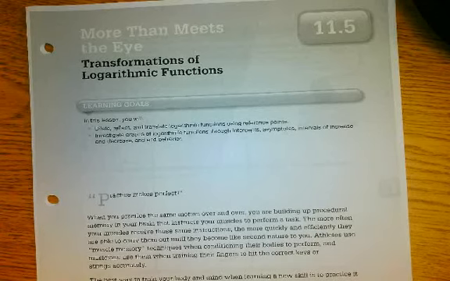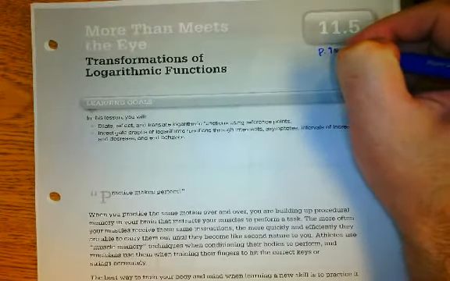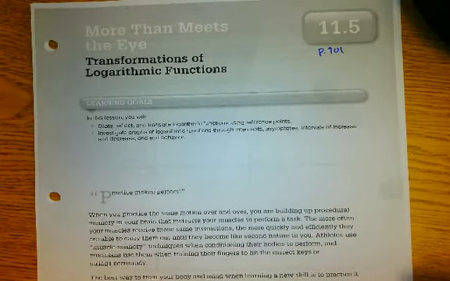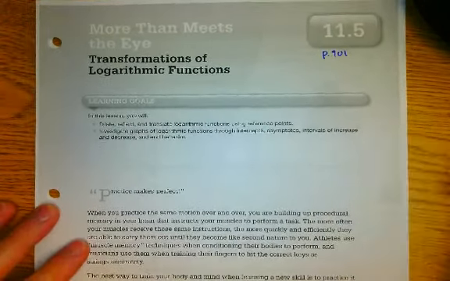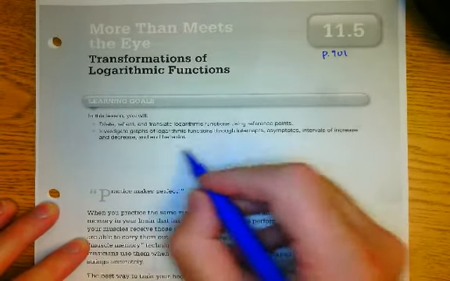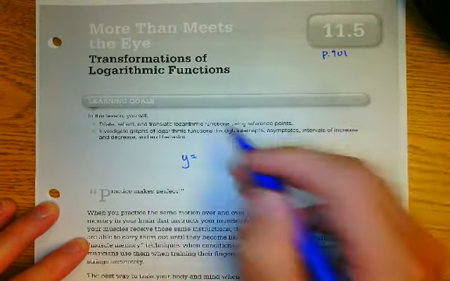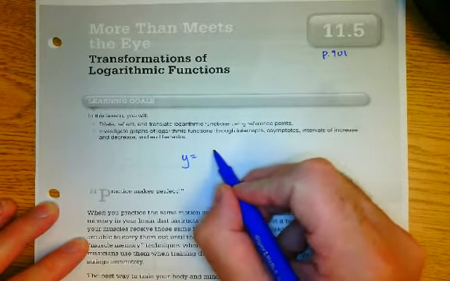So today we're doing 11.5. This is page 901 in your book, and we're going to talk about transformations. So the transformations, remember, are always your A's, your H's, and your K's. Okay, so real quick, this is going to be your parent function for all log functions.